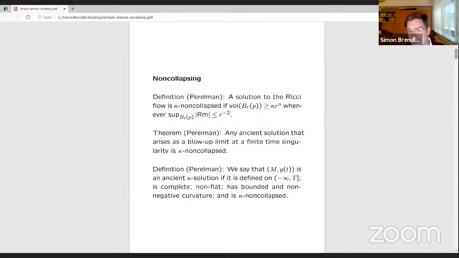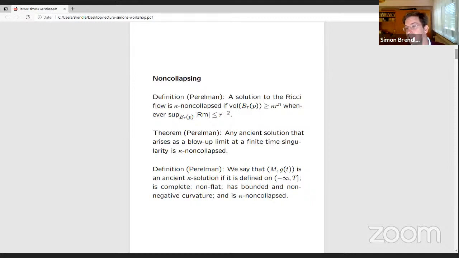Okay, and so this motivates this definition by Perelman, where he says that a solution g(t) is an ancient kappa solution if, first of all, it's ancient, then it's assumed to be complete. Then we want it to be non-flat. Then we want it to have bounded and non-negative curvature. And finally, we want it to be non-collapsed.